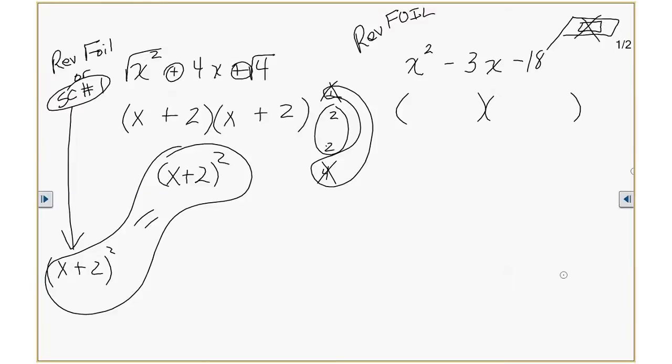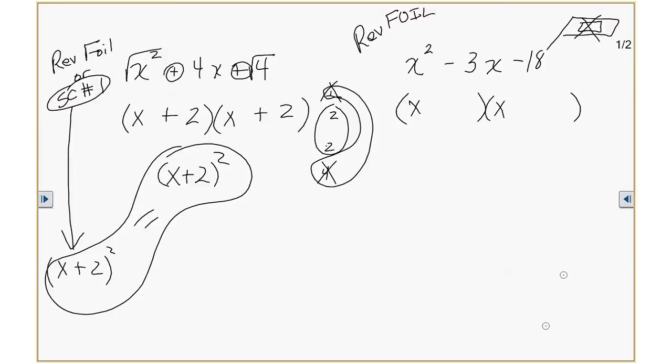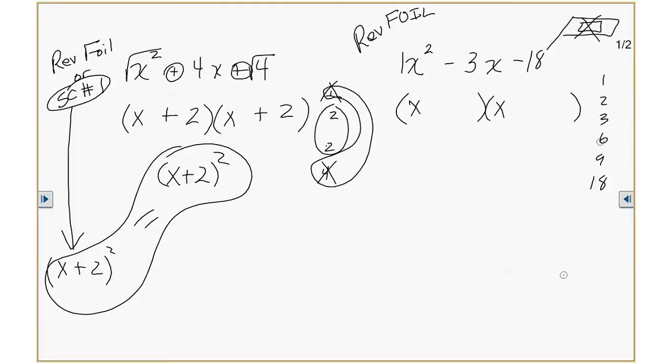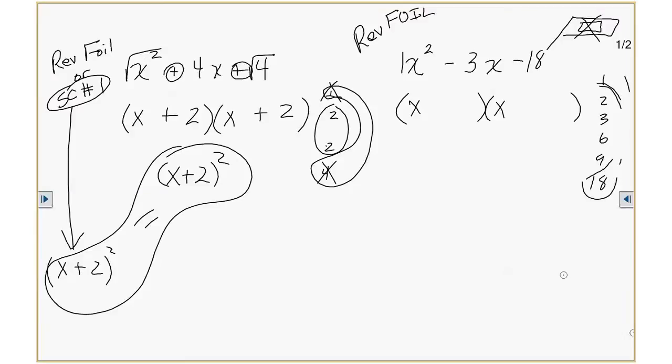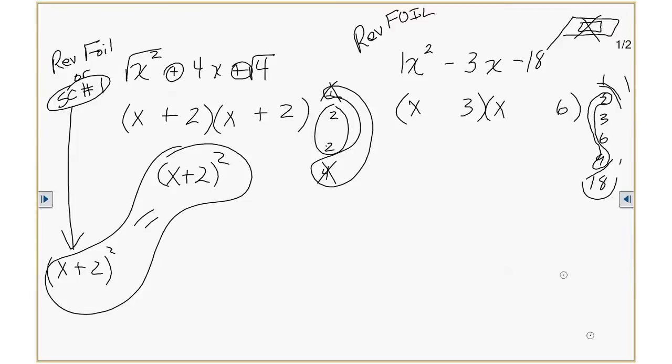So you got to go back to the reverse FOIL. Break up the first term starting with x squared, which is x times x, so you can't mess that up. 18 is 1 times 18, 2 times 9, or 3 times what? 6. 3 times 6. 1 and 18 will give you a 19 or a 17. You want 3. 2 and 9 will give you an 11 or a 7. 6 and 3, that'll give you a 9 or a 3. You want a 3. So 3 and 6 is your number.